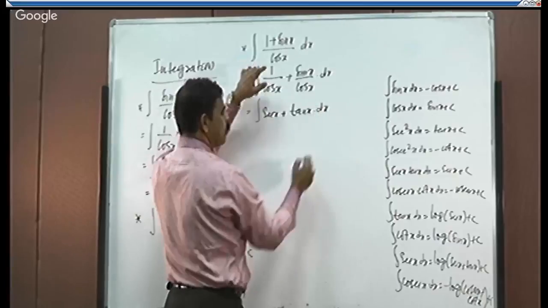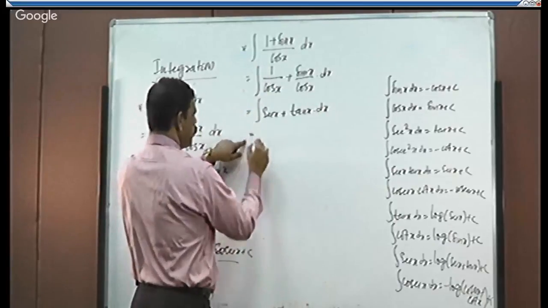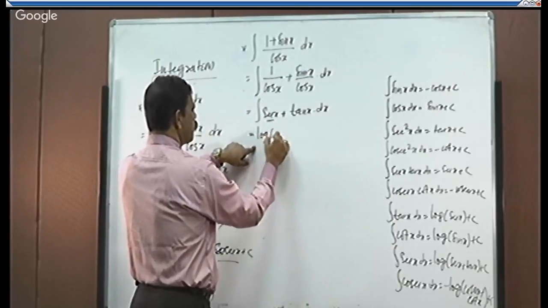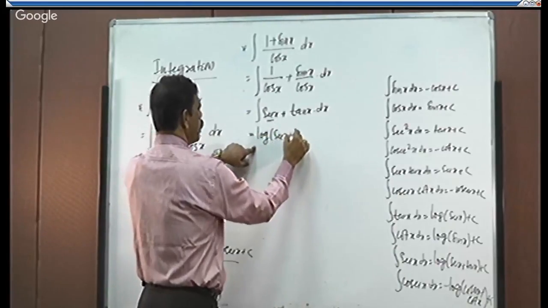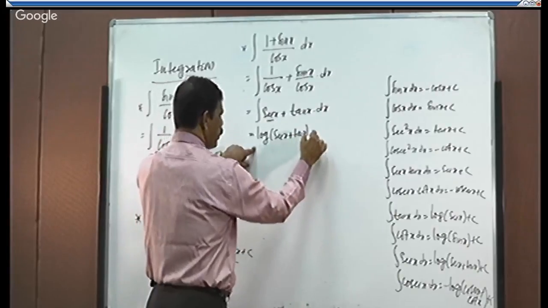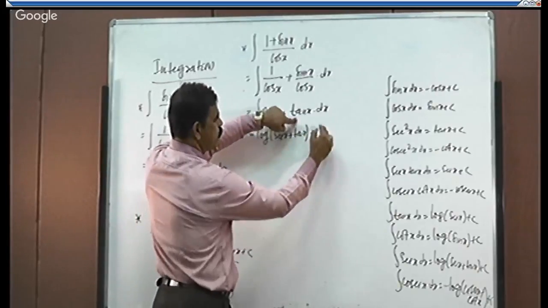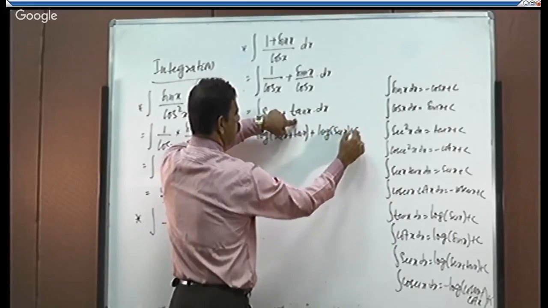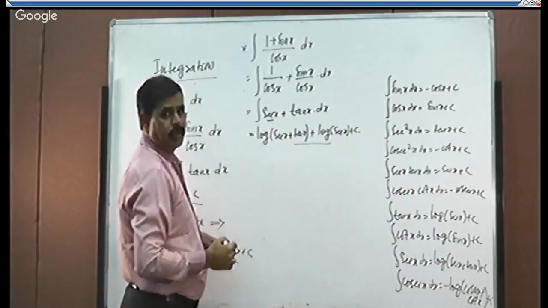Now it becomes integrable. Write the formula. Integration of secant x is what? Log of secant x plus tan x, plus integration of tan x is log of secant x, plus c, right?